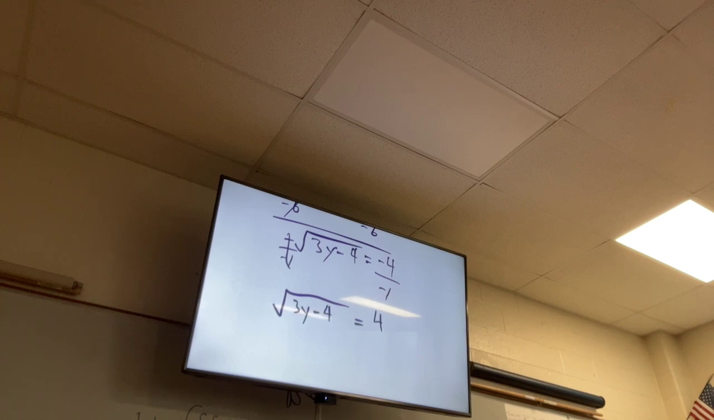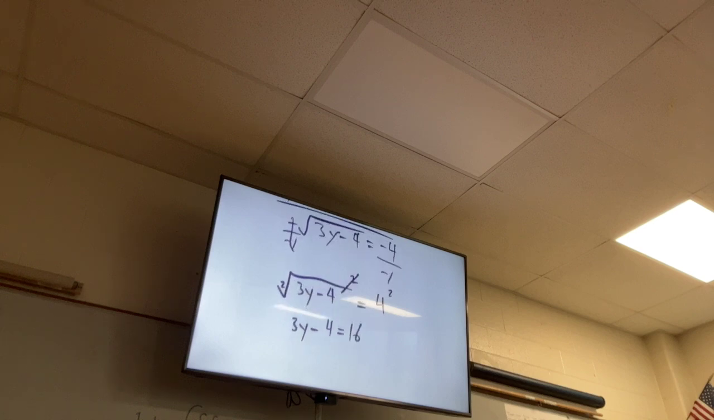What do I do on both sides now? Square, right? And it's a square because that's the exponent that matches the number I have outside my radical. Okay? So I square both sides. Those cross out. 3y minus 4 equals 16. Add 4 to both sides.